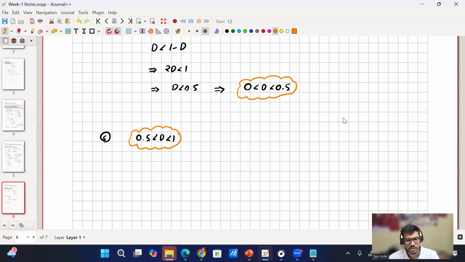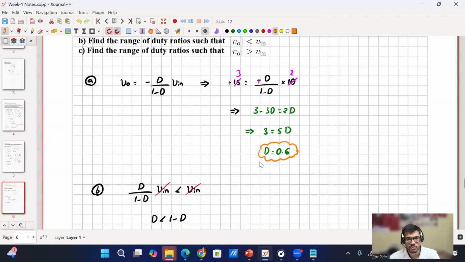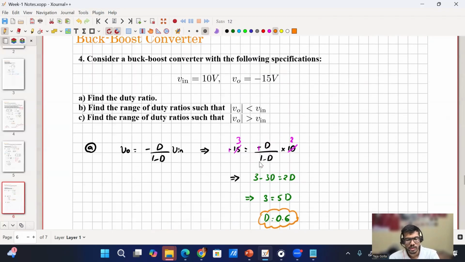Everyone able to understand this problem and solve this problem? Yes, sir. Okay. Can we move to the next question? Any queries? If you have any queries, you can ask.